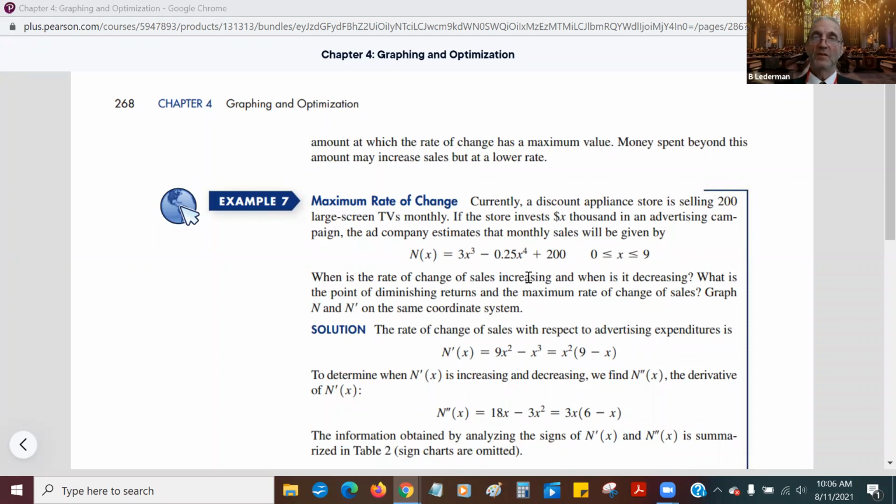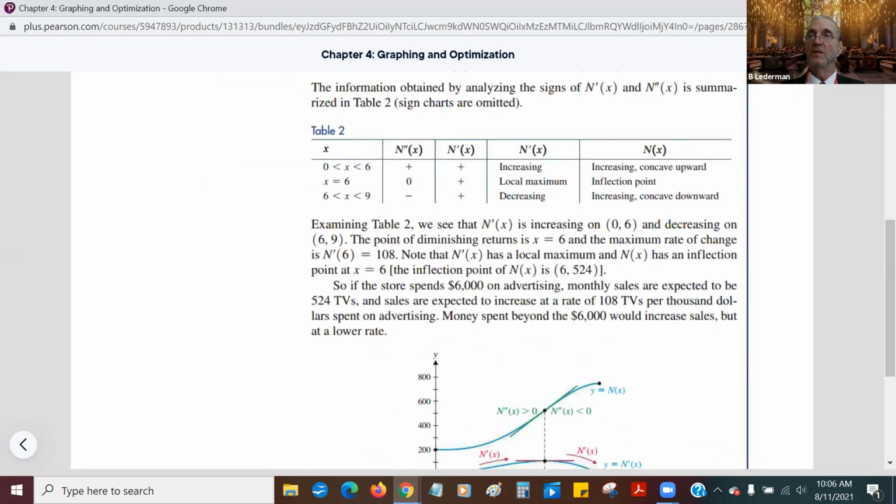So when is the rate of change of sales increasing? When is it decreasing? What's the point of diminishing returns and the maximum rate of change of sales? I want to graph N and N prime on the same coordinate system. That would be nice.